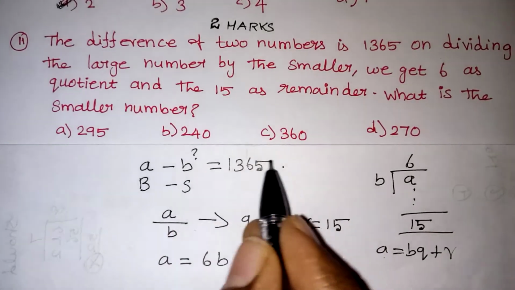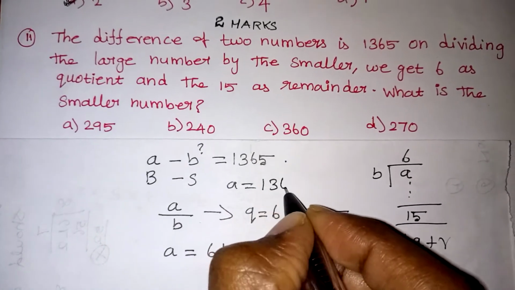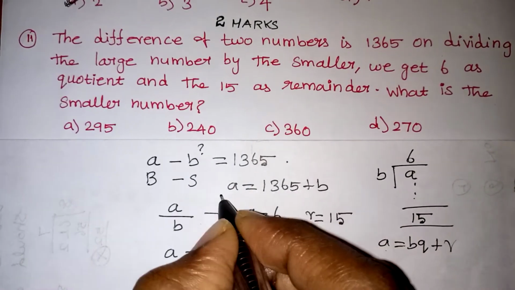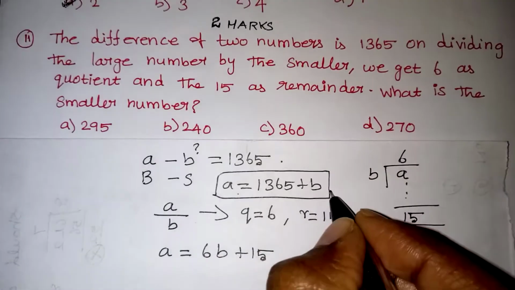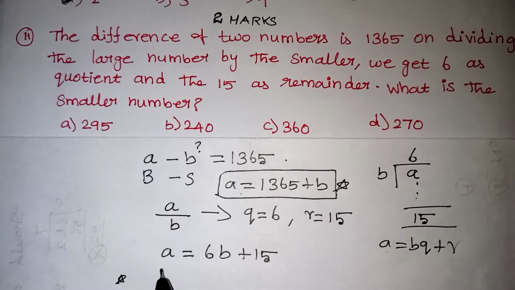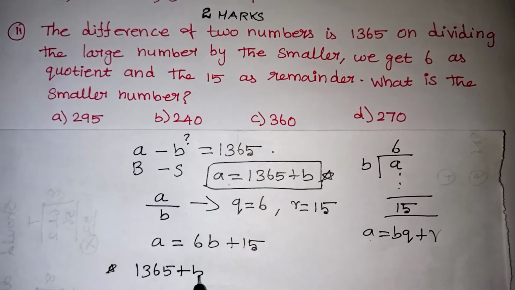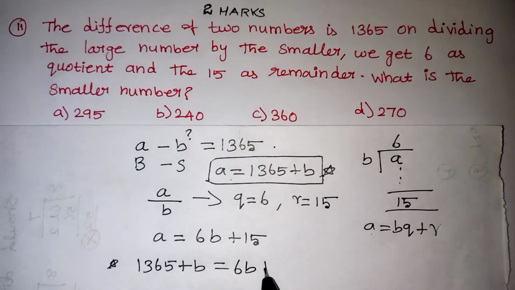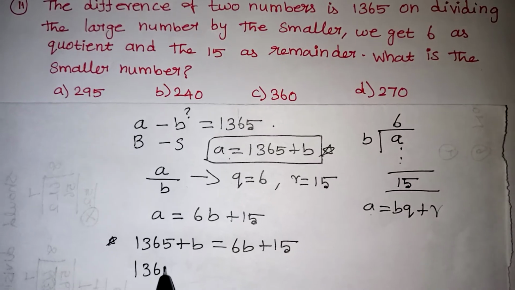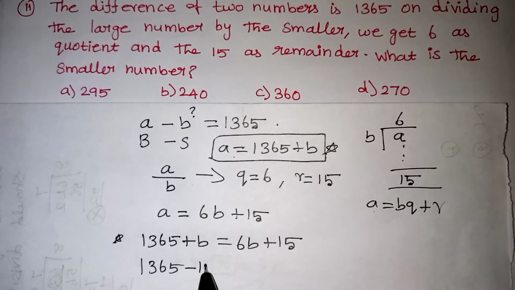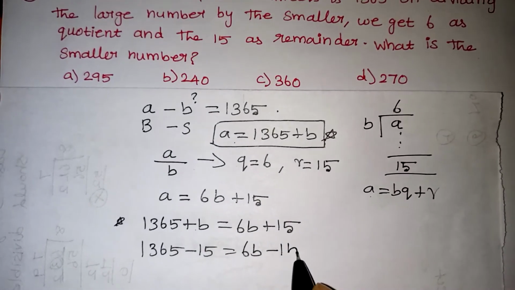So minus B, just take it to the other side. So we can get A is equal to 1365 plus B. So the A value is 1365 plus B. That can be substituted here. The star value I am going to substitute here. Now in the place of A, 1365 plus B, which is equal to 6B plus 15. Bring the B to one side, numbers to one side. So 1365, this plus 15 take it to the other side, minus 15. Here we have 6B plus B, take it to the other side, that will be minus B.